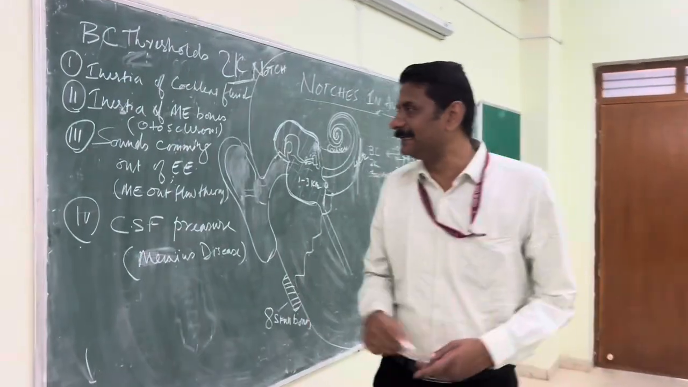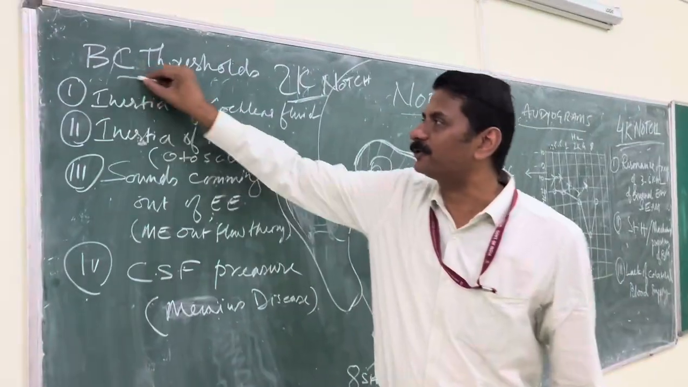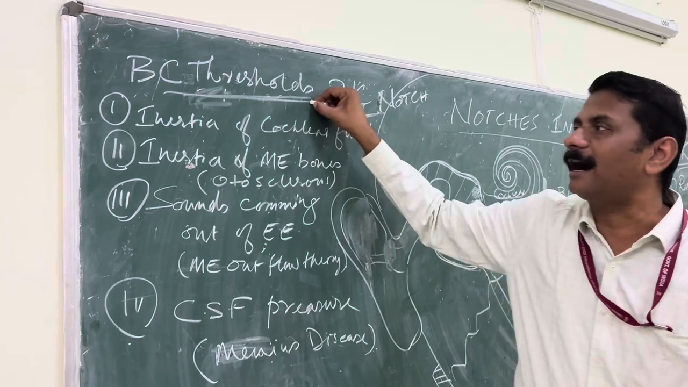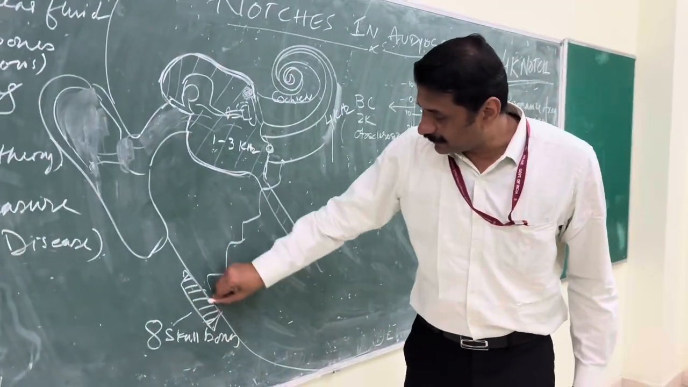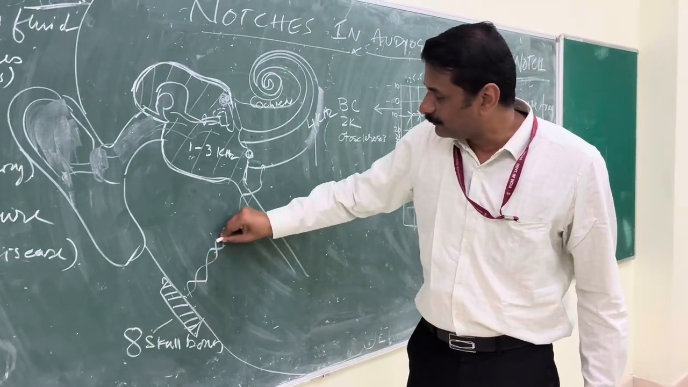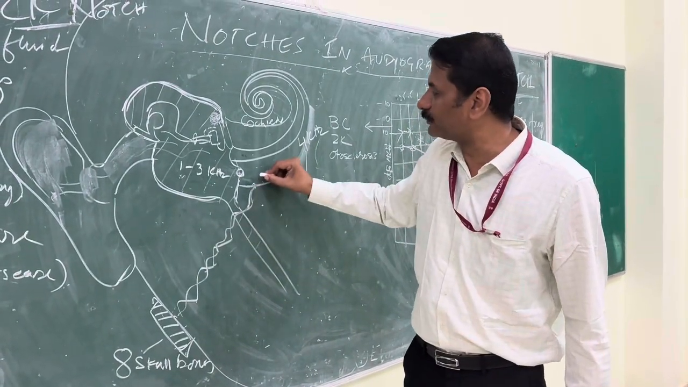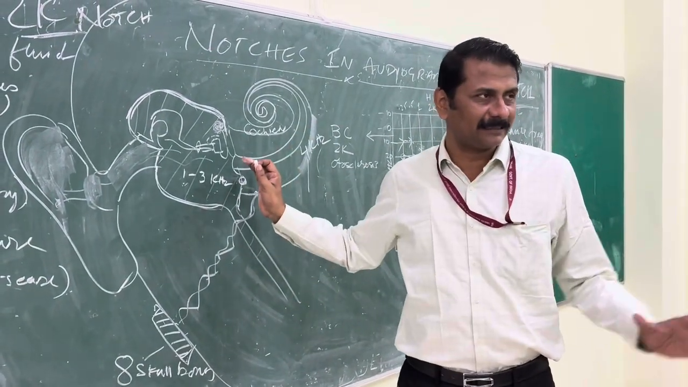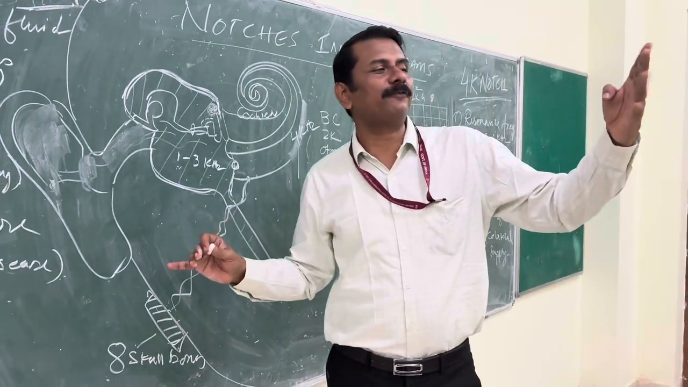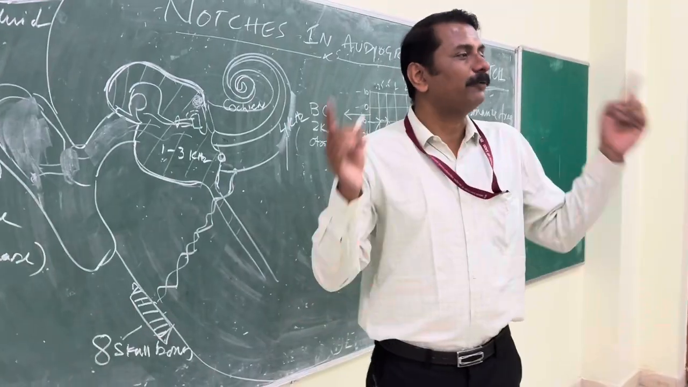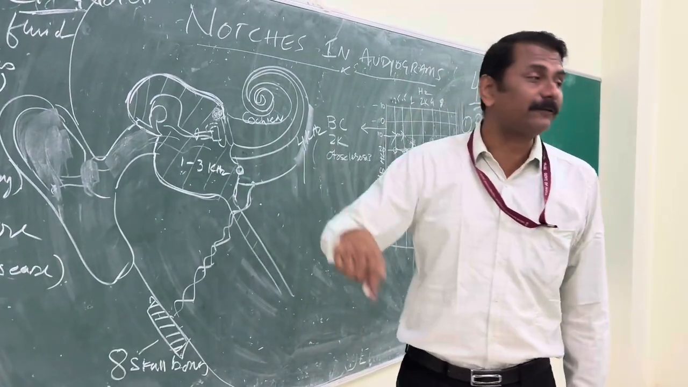If you try seeing here, the BC thresholds which we obtain are not so simple as putting a bone conduction vibrator here, which sends a sound to the cochlea, and the response happens. It is not that simple. There are minimum 4 factors affecting the bone conduction thresholds. Which are the 4 factors?